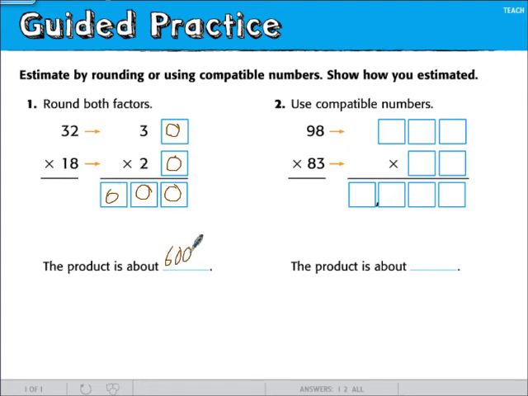Now using compatible numbers, 98 will become 100. 83 will become 80. How many zeros do I have? 3. 8 times 1 is? 8. So my product is about? 80,000. Very good.